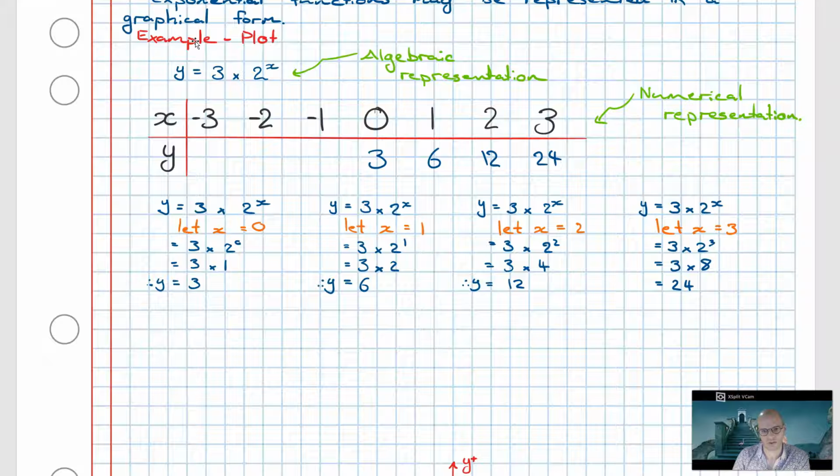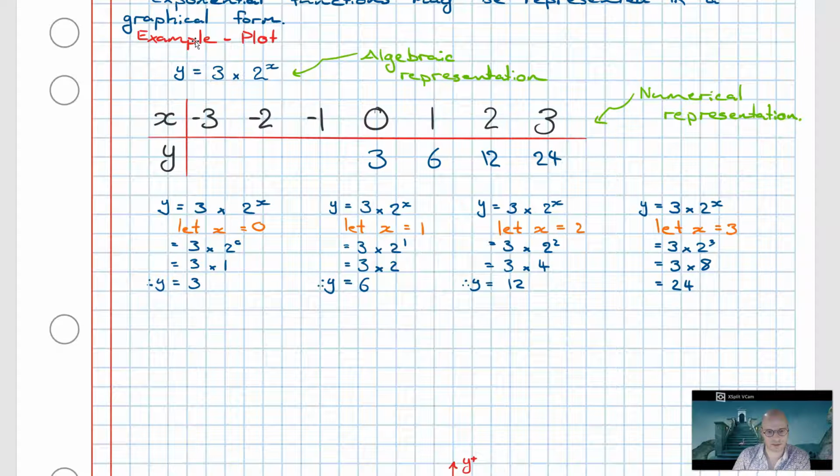Looking at all the positive values for x, what we can observe is that as x is increasing in magnitude, the value of y is increasing in magnitude at an irregular rate. What we find is that as x is increasing, y is increasing at an increasing rate.